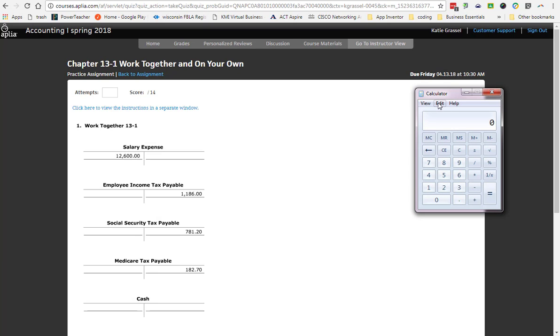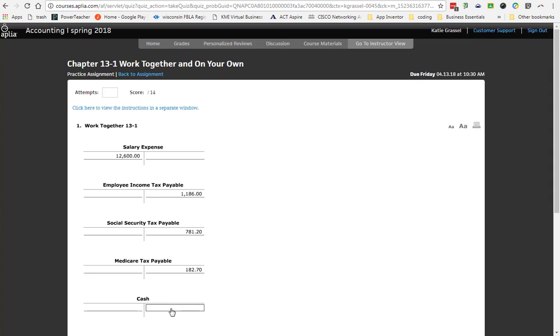And then on your calculator, I'm going to put in $12,600. I'm going to subtract from it $1,186. Then I'm going to subtract $781.20. Then I'm going to do $182.70. And so then my total was what? $10,040.51, right?